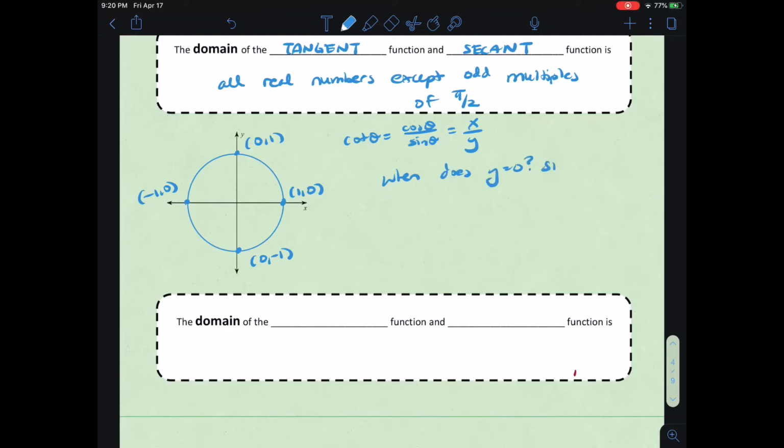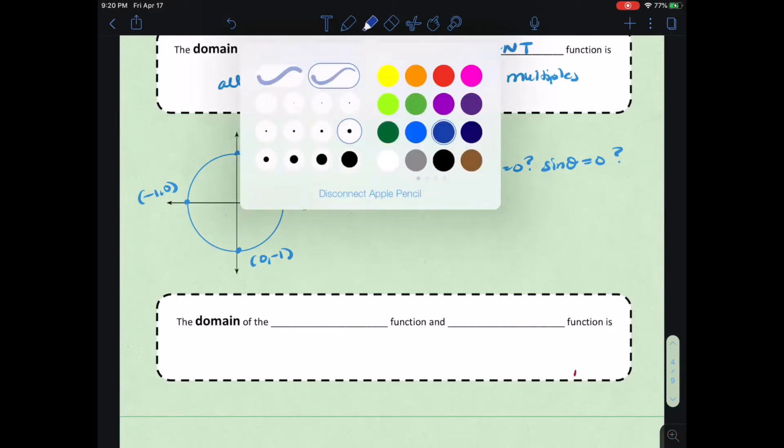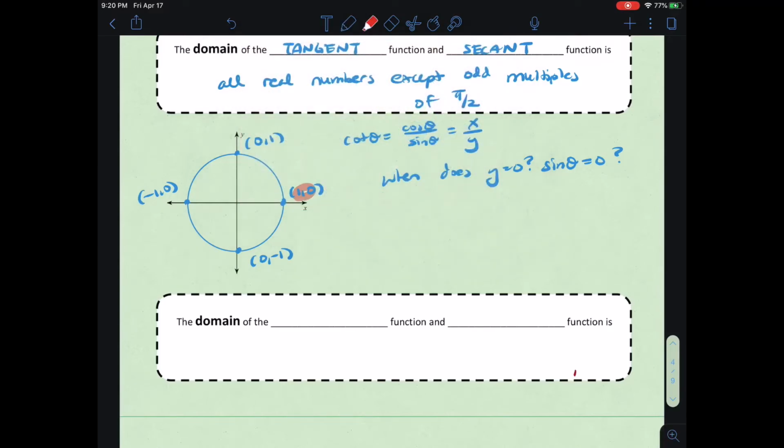That's the same thing as asking for what angles would sine of theta equal 0. And so because we know sine of theta corresponds to the y-coordinate of a point on the unit circle, what we're going to do is look at these 2 points here because, again, their y-coordinates are 0. And then we want to figure out what are all the angles that correspond to those 2 points.